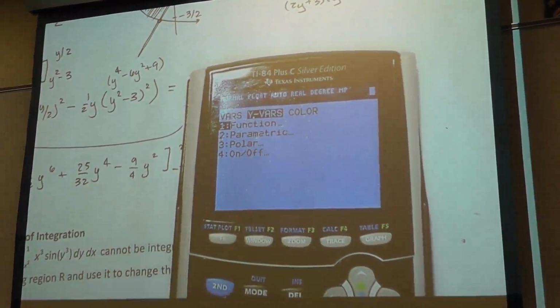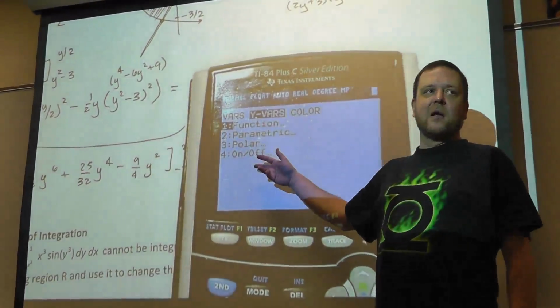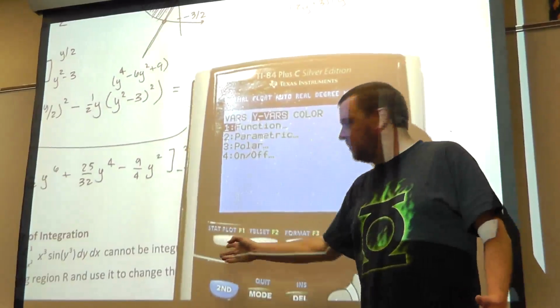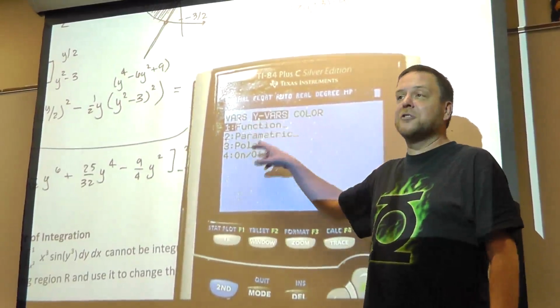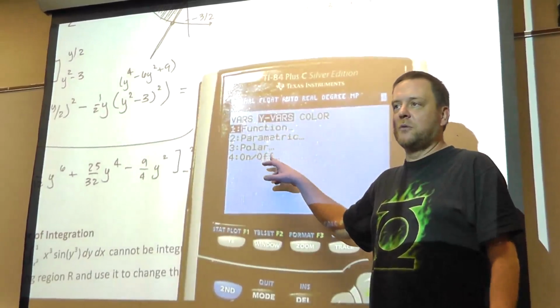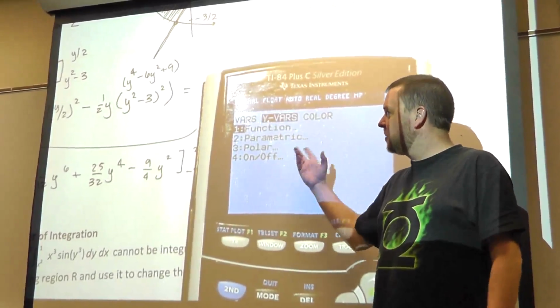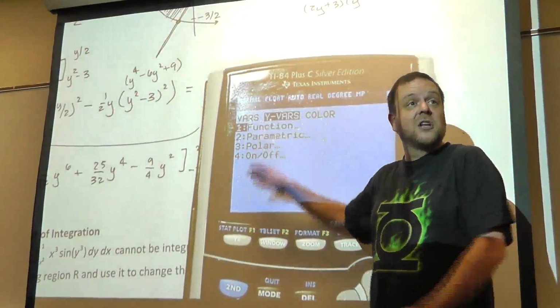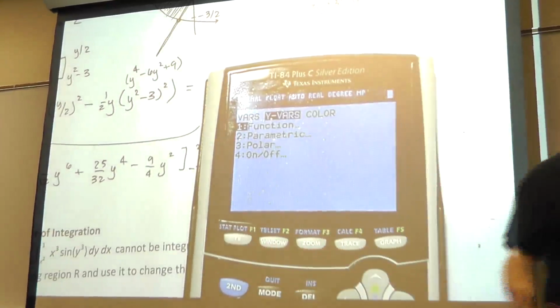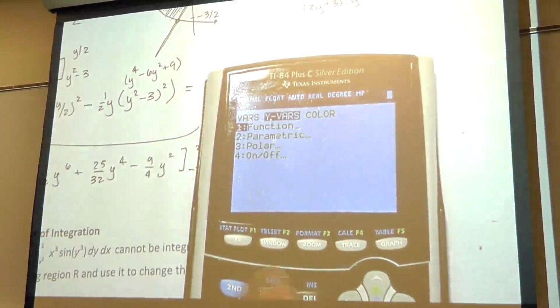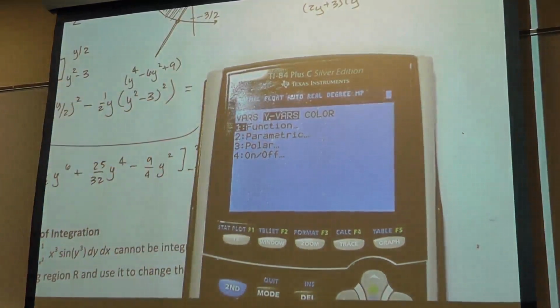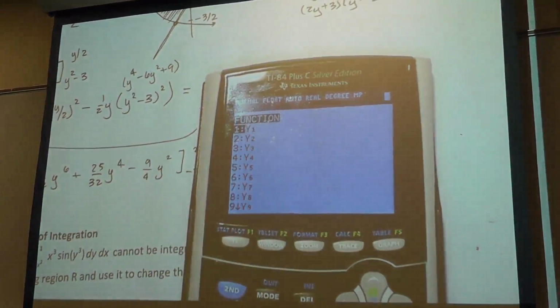When you pull up Y vars, it shows the different things your graphing calculator can produce on the Y1 or the Y equals menu. You can graph functions, parametric curves, or polar curves. Surprised it doesn't have sequence here, but it doesn't. But you want to access function because you typed it in as a function in function mode. So Vars, Y vars, select one for functions, and then pull up Y1.